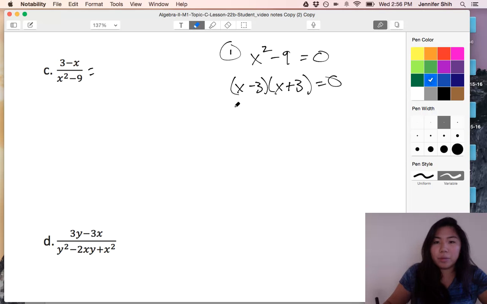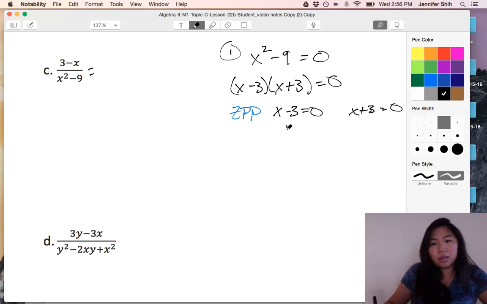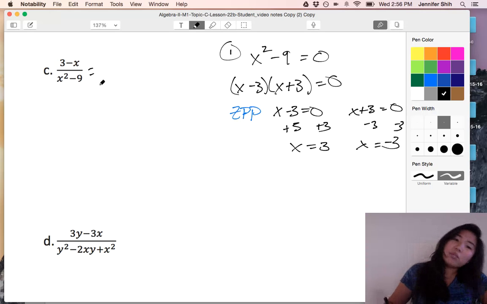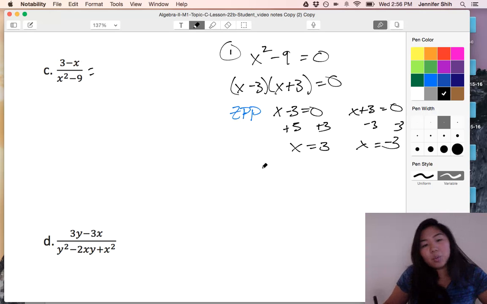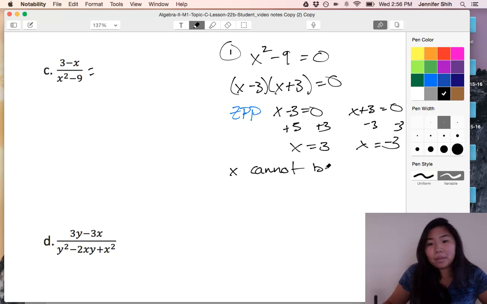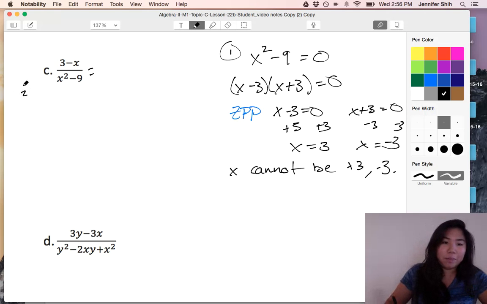Again, use your zero product property. And we're going to separate this into two equations. x minus 3 equals 0, and x plus 3 is equal to 0. Plus 3, x is equal to 3. Minus 3, x is equal to negative 3. So in this expression, x cannot be equal to positive 3 nor negative 3. Okay, now let's simplify or reduce.